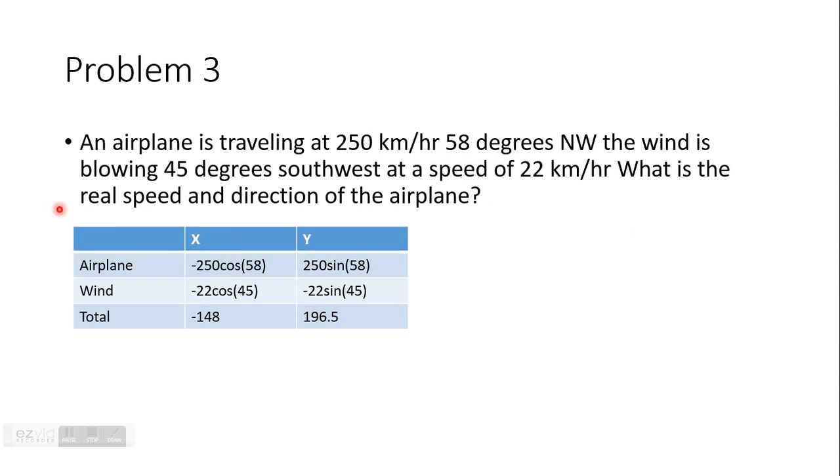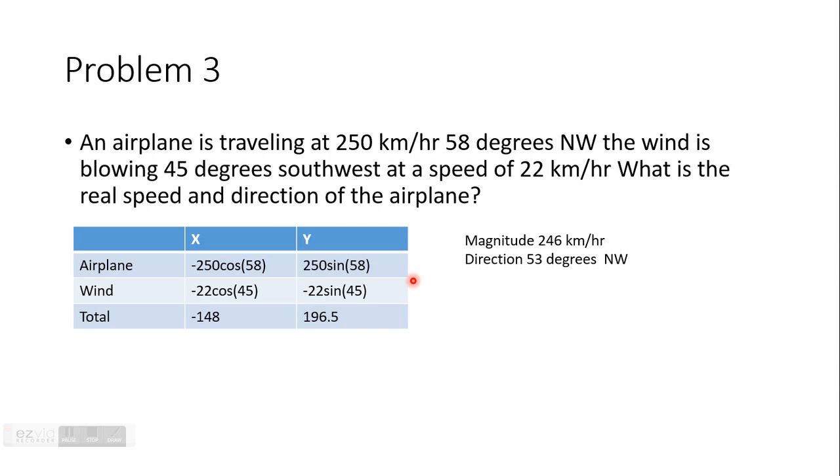Add everything up. So it's negative 148 kilometers per hour in the x direction and 196.5 kilometers per hour in the y direction. And then we do the square root of those things squared and then added together. And we would get 246 kilometers per hour, 53 degrees northwest.